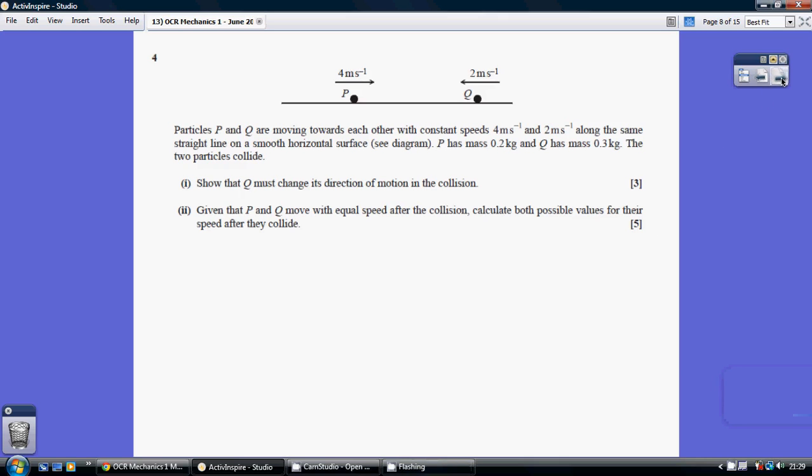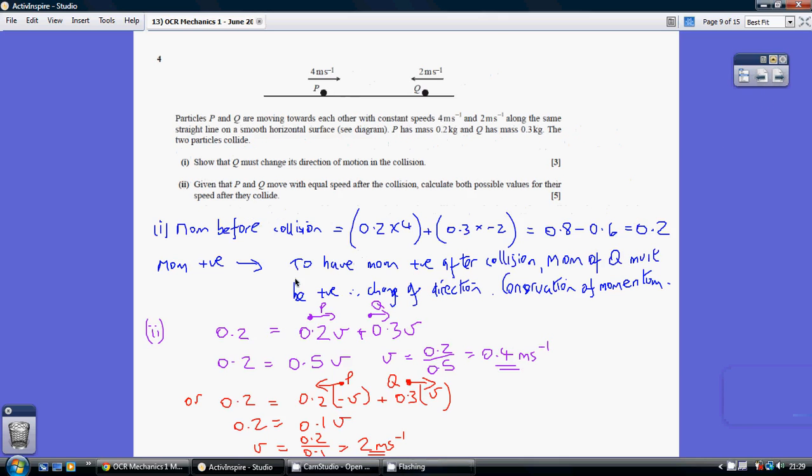Question 4. So for part 1, let's start off by considering the momentum before the collision. Momentum is mass times velocity, so 0.2 times 4 together with 0.3 times 2. But be careful, this velocity is in the opposite direction. So if we make left to right positive, this right to left needs to be negative.